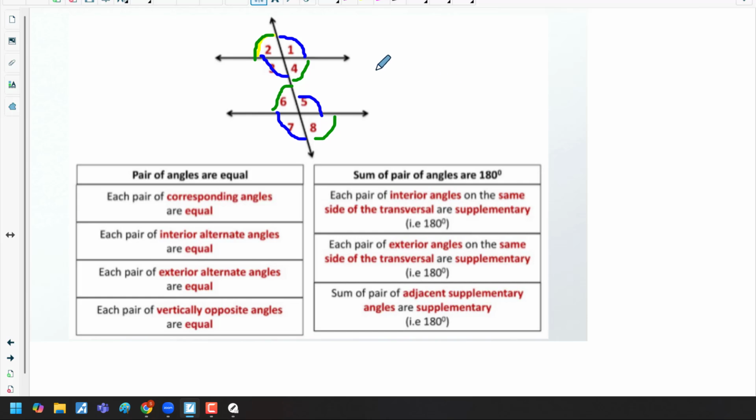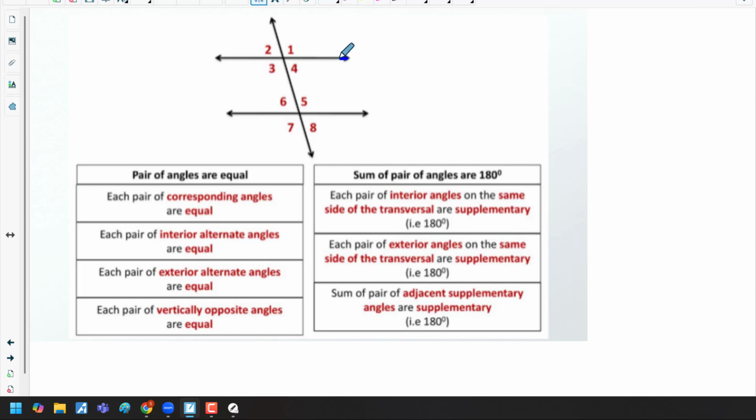Then there's something else, another rule that you should know, the sum of pairs of angles. Each pair of interior angles on the same side of the transversal are supplementary. Each pair of exterior angles on the same side of the transversal are supplementary. Each pair of adjacent angles on a line are supplementary. What does that mean? First of all, supplementary is a word that means that 2 angles will add up to 180 degrees.